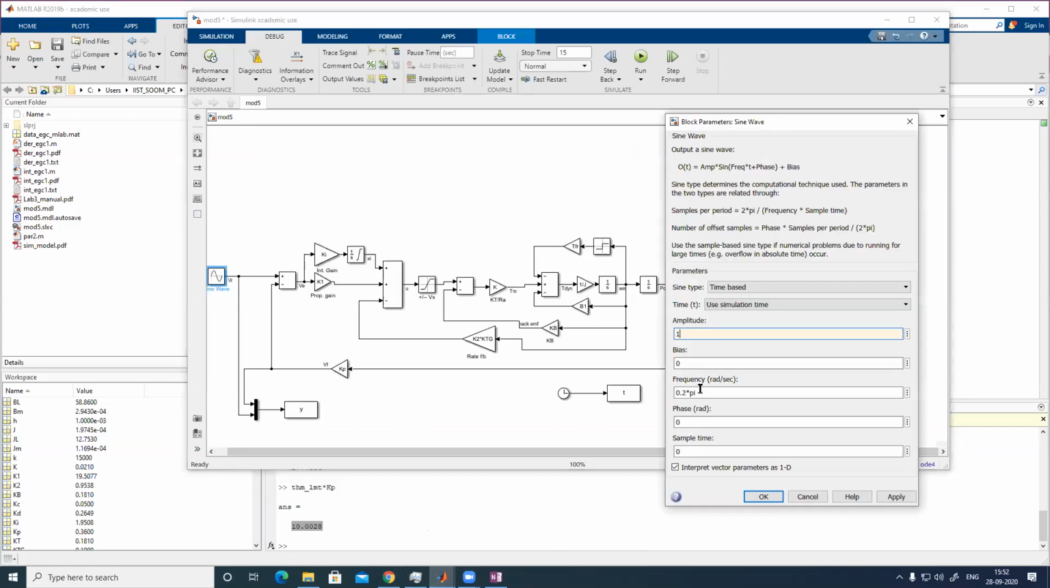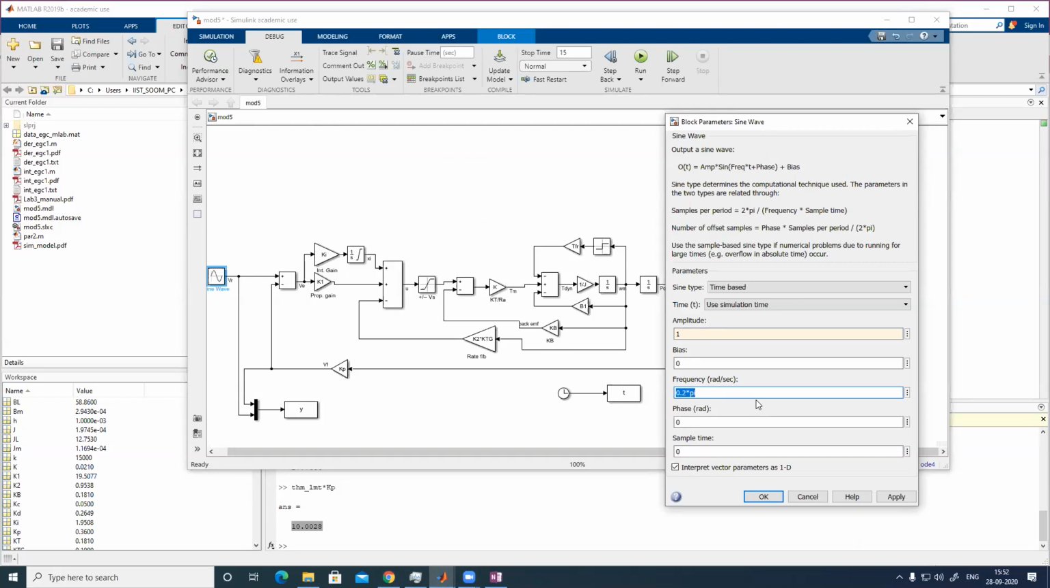And 5 hertz. The frequency you have to give is in radian per second only. So you are taking hertz, so convert the 5 hertz to radian per second, and give that frequency. Okay, sir.